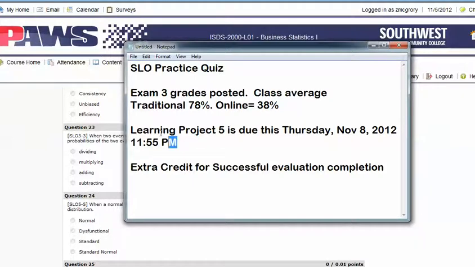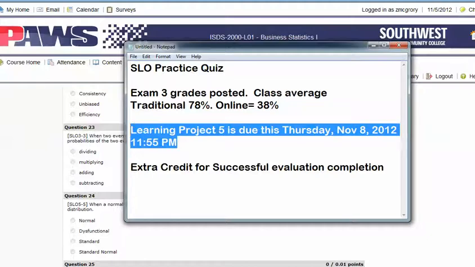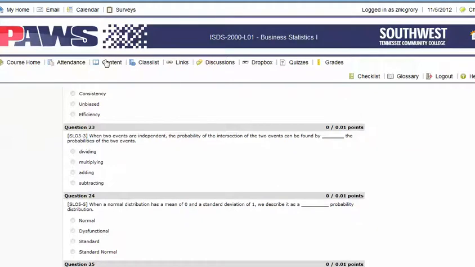Learning Project 5 is due this week. Now, Learning Project 5 will hopefully help you with the homework, because what these folks do, and you know this by this point, is they're going to solve problems just like the ones that you solve.